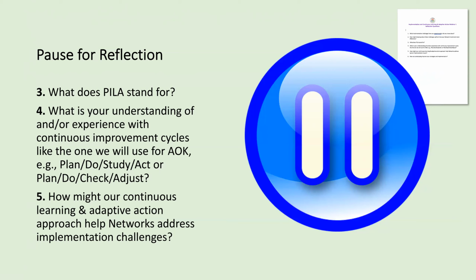What is your understanding of and or experience with continuous improvement cycles like the one we use for AOK, like the ones from Edward Deming, Plan, Do, Study, Act, or Plan, Do, Check, Adjust? And finally, how might our continuous learning and adaptive action approach help networks address the implementation challenges we talked about at the beginning of this webinar?